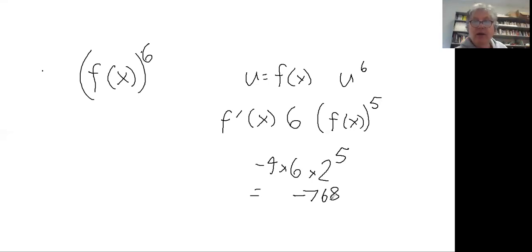So, oh, there's a redo button here. No, it doesn't work. Clear all drawings. Okay.